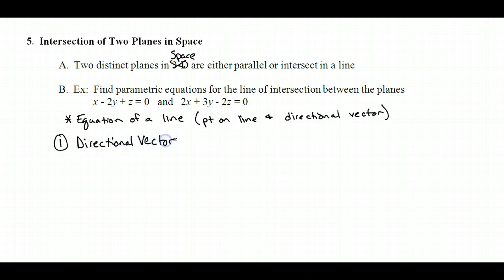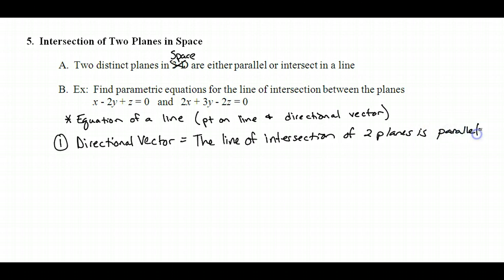So directional vector, and this is equal to, or how to find it: the line of intersection of 2 planes is parallel to the cross product of their normal vectors.